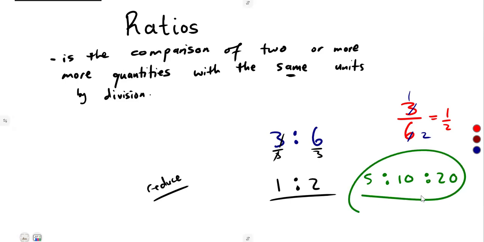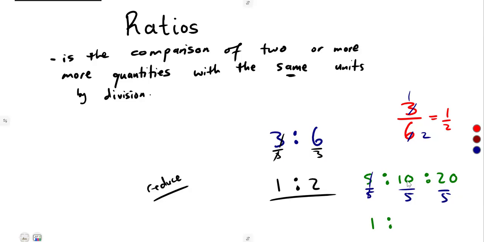5 as to 10 as to 20. What is the highest common factor of the 3 numbers? That is 5. So divide by 5, by 5, by 5. You are reducing the given ratio. So it's going to be 1 as to 10 divided by 5, that's a 2. 20 divided by 5, that is what? A 4. In a simplest form.